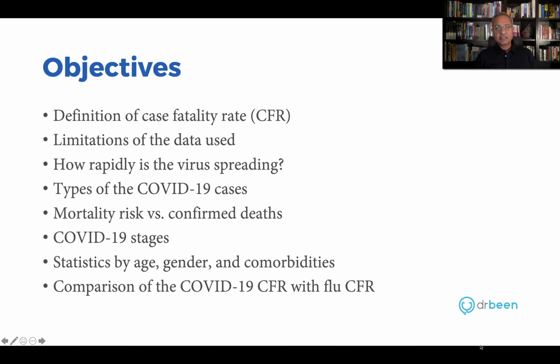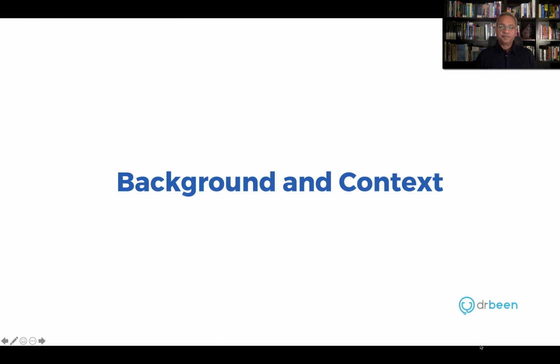So we'll do the statistics by age, gender, and comorbidities. And then finally, we'll compare the case fatality rate or death rate of COVID-19 and flu. So let's start our discussion.